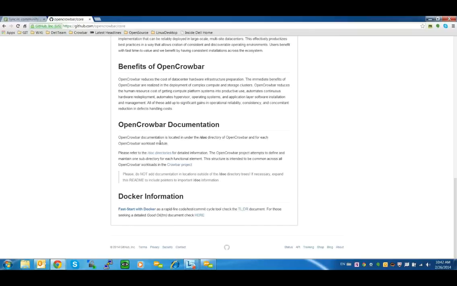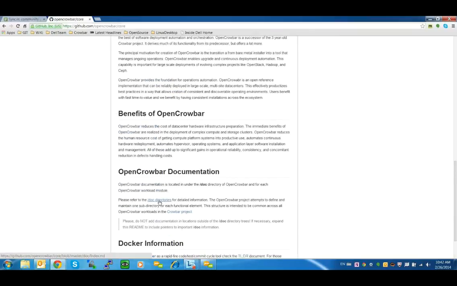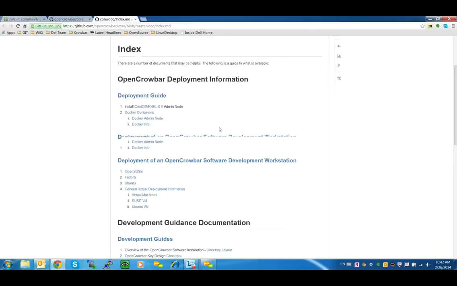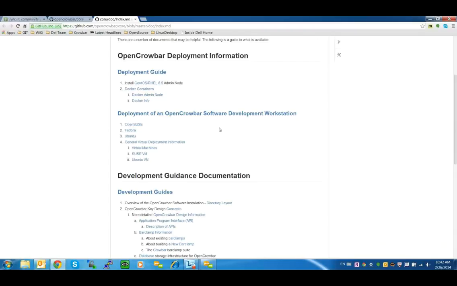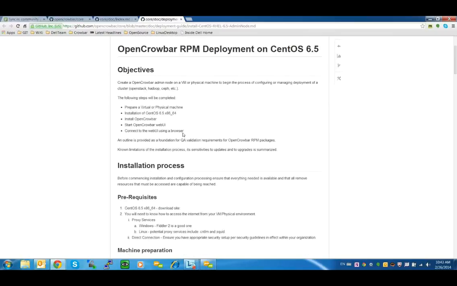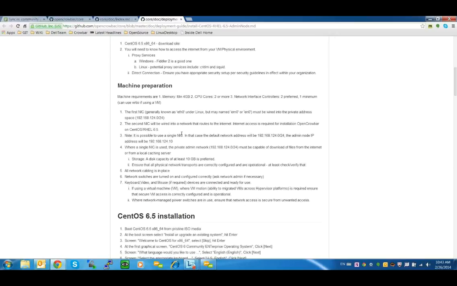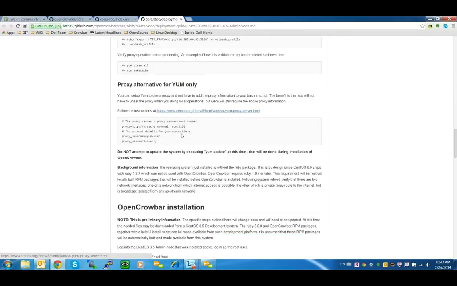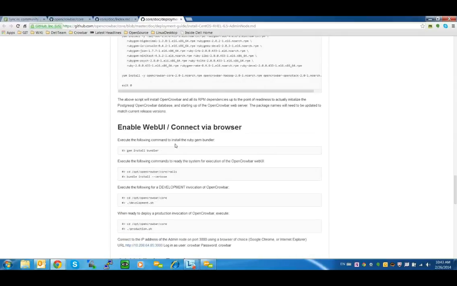So that link works. Stepping back into this front-end document, we can go directly to the index here. This index will ultimately be automatically generated. It is now laid out according to the development guide infrastructure. So here is the how-to on deployment of OpenCrowbar RPMs on CentOS 6.5. It gives a detailed overview of our objectives, the installation process, preparation, how to go about deploying it, what sort of things need to be covered, and so forth.